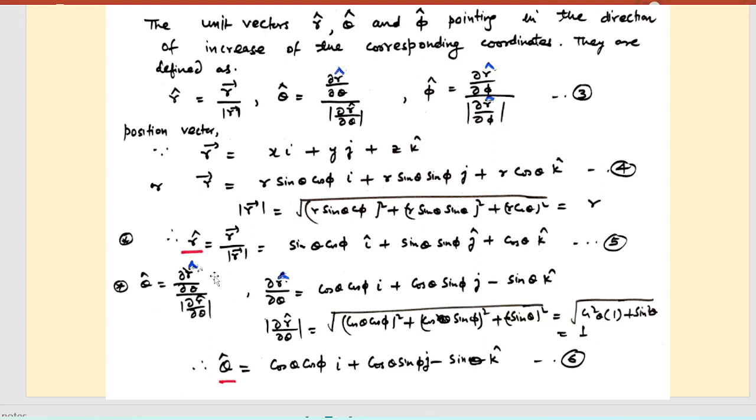Similarly, theta cap will be delta r cap by delta theta divided by its magnitude. We have just found r cap, so if we partially differentiate it with respect to theta, we have to differentiate only the terms which contain theta. So delta r cap by delta theta is cos phi, with sin theta differentiated as cos theta, i cap, plus cos theta sin phi j cap, plus the differentiation of cos theta, which is minus sin theta, k cap. Again we take the magnitude of this vector, the square root of the sum of these squares, which is the square root of cos squared theta plus sin squared theta, that is 1. So the theta cap unit vector is cos theta cos phi i cap plus cos theta sin phi j cap minus sin theta k cap.